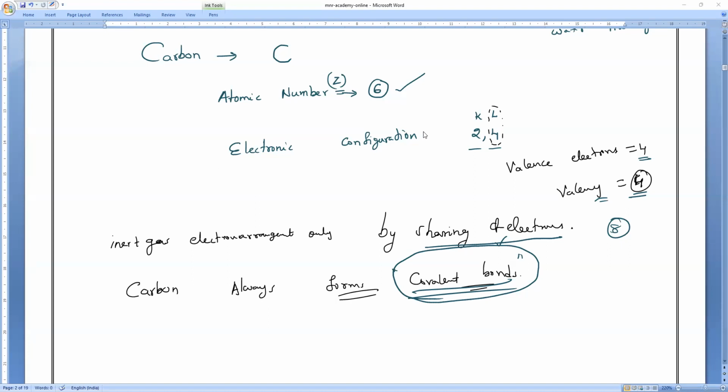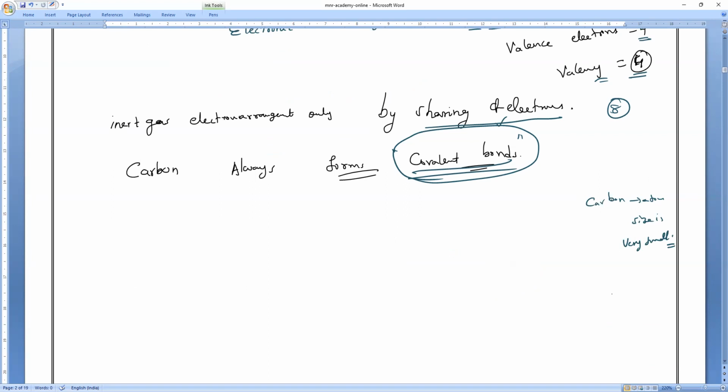This is an extra point for others also. Why can't carbon lose the 4 electrons? Why can't we add the 4 electrons? As I said, energy considerations. The carbon atom size is very, very small. Note this point. Due to this, the outermost electrons are very strongly held by the nucleus, so it is not possible to remove them.